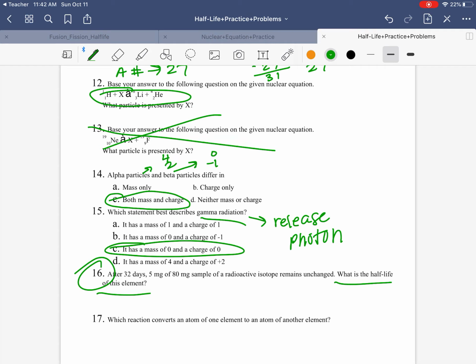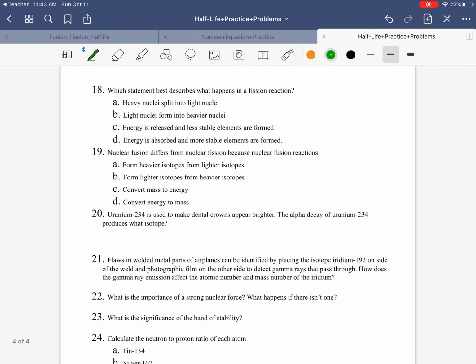Which reaction converts an atom from one element to another? Transmutation is going to change it. Okay? Which statement best describes what happens in a fission reaction? So, fission, it's going to split into a lighter nucleus. Nuclear fusion differs from nuclear fission because fusion is going to form heavier isotopes from lighter.